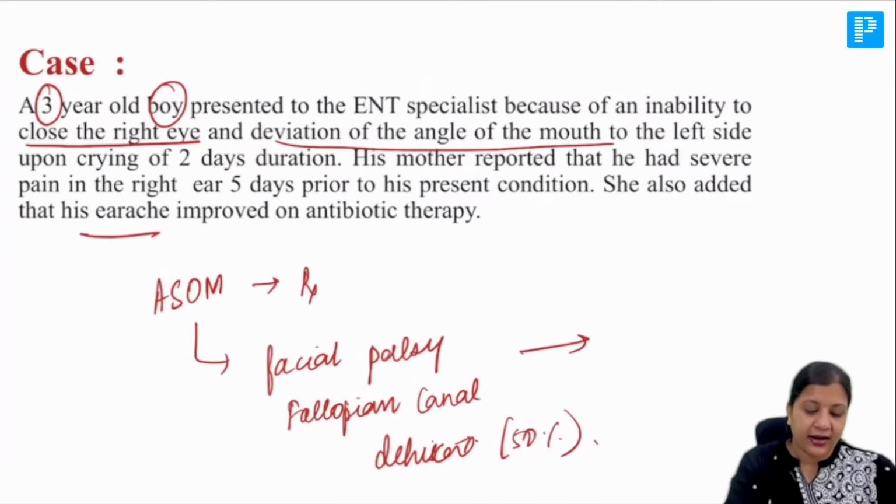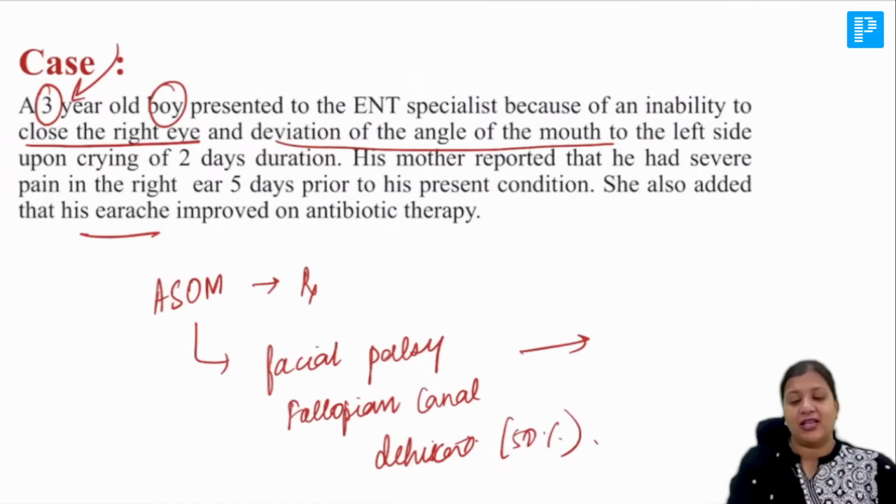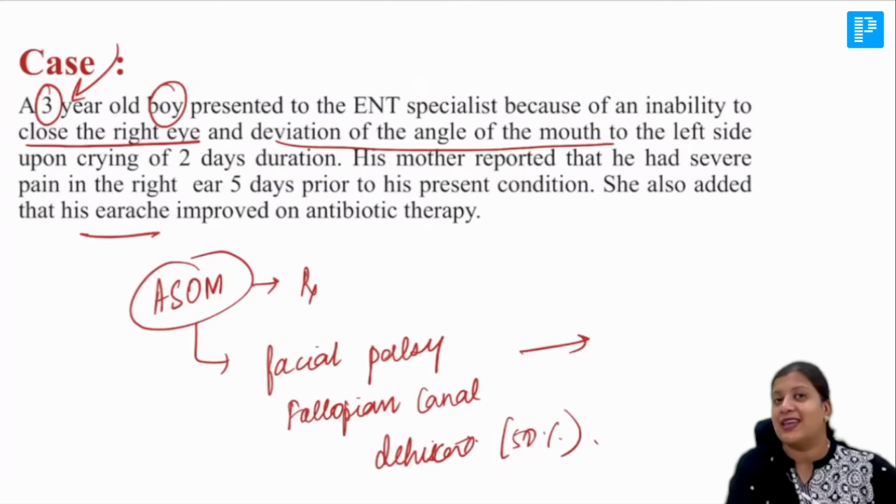Yes. Why not Ramsay Hunt? Have they given you any vesicles in the area of distribution of the facial nerve? And is it something that we see in a 3-year-old? But do we see ASOM, eustachian tubal diseases in a 3-year-old? Yes. Can they present to you with fever, ear pain? Yes. Can they present to you with facial palsy? Yes. This is the patient who had ASOM, following which there is facial palsy. Okay. Got it?